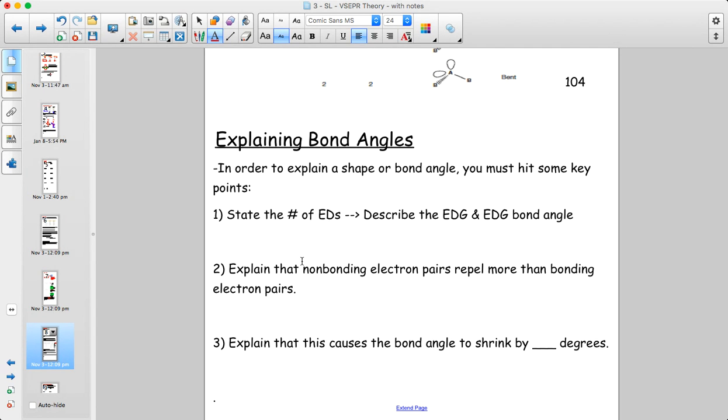So it takes a couple of steps to explain a bond angle: establishing what would be normal for that number of domains, and stating that non-bonding electron pairs repel more than bonding electron pairs, which is always on the mark scheme, and therefore the bond angle gets smaller. So that's bond angle, and there's lots of practice questions to try at home and in class.